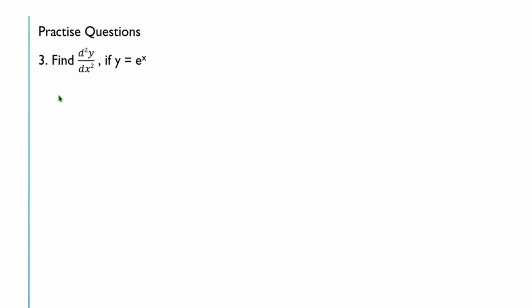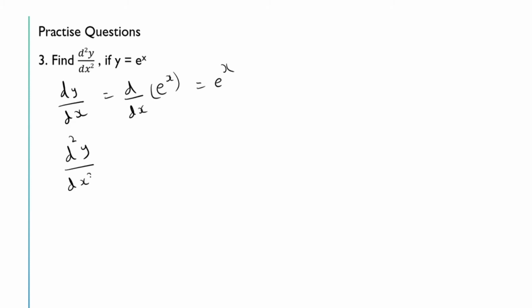Next question, find d square y by dx square if y is equal to e raised to x. So given y is equal to e raised to x, dy by dx is the derivative of e raised to x. We know that the derivative of e raised to x is e raised to x itself. Then d square y by dx square is d by dx of dy by dx, we got it as e raised to x. So this is equal to e raised to x.